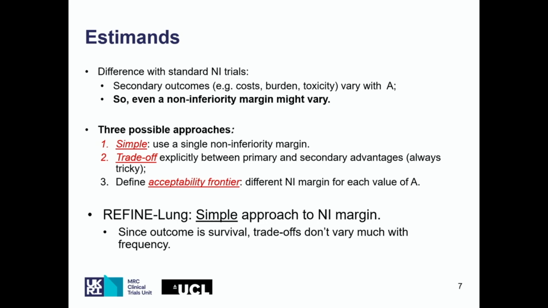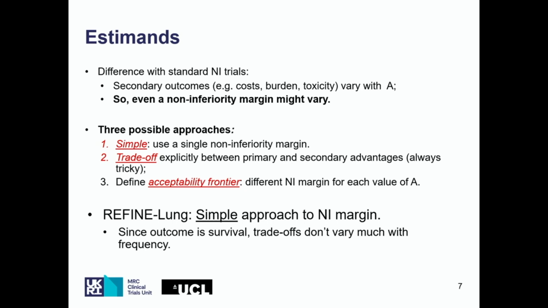In MAMS-ROCI trials, the non-inferiority margin actually might vary for different levels of A, so for different durations or frequencies, for example. So there are at least 3 different approaches to choosing the non-inferiority margin. A simple one is to just use a single one, as we would do in a standard 2-arm trial. There is the possibility to directly trade off between primary and secondary advantages, although that is, of course, always tricky because often different people trade off in different ways, so it's difficult to convince everyone about a specific trade-off.